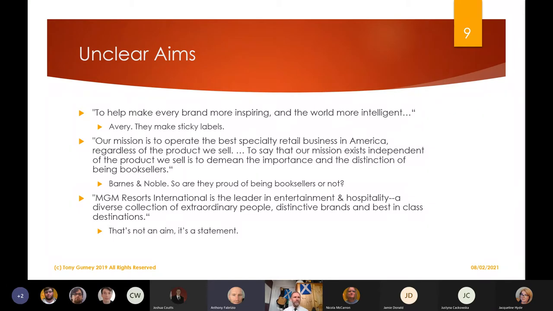MGM Resorts International, the leader in entertainment and hospitality, a diverse collection of extraordinary people, distinctive brands, and best-in-class destinations. I don't have quite the deep voice that I think you would need for that, but you would get on the advert. We do hotels and casinos. That's not a name, that's a statement. Aren't we wonderful? Look at us.